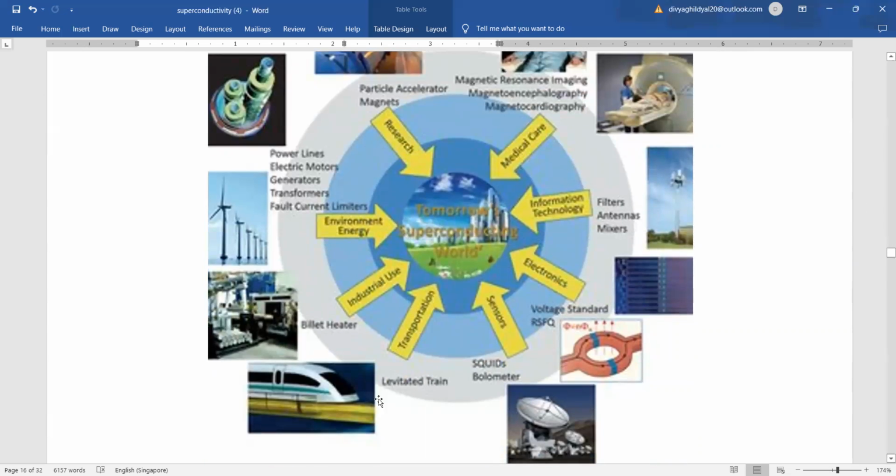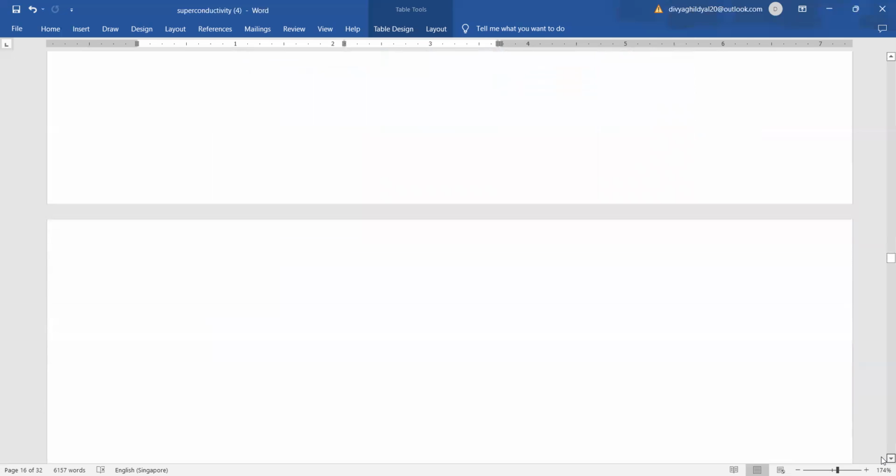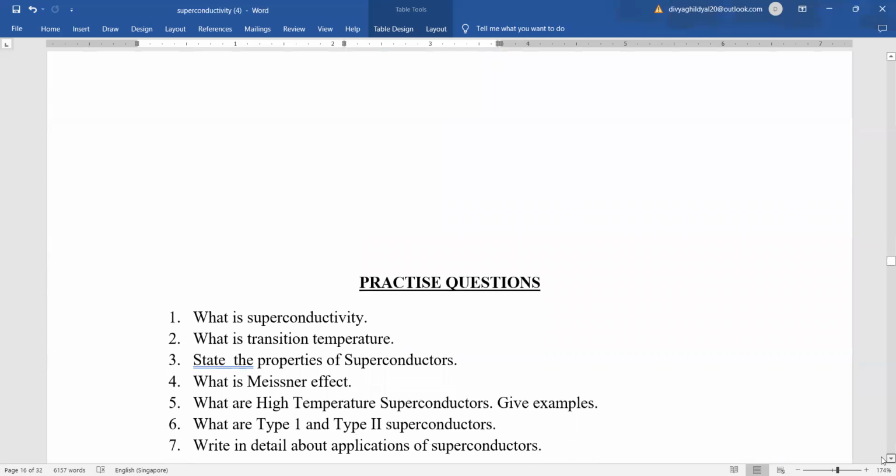So the common ones are maglev trains, SQUIDs, electronic chips, medical facilities, magnetic resonance imaging, particle accelerator magnets, power lines, electric motors, generators, transformers, etc., which use superconducting magnets. So it is a very good advancement in technology with superconducting devices.